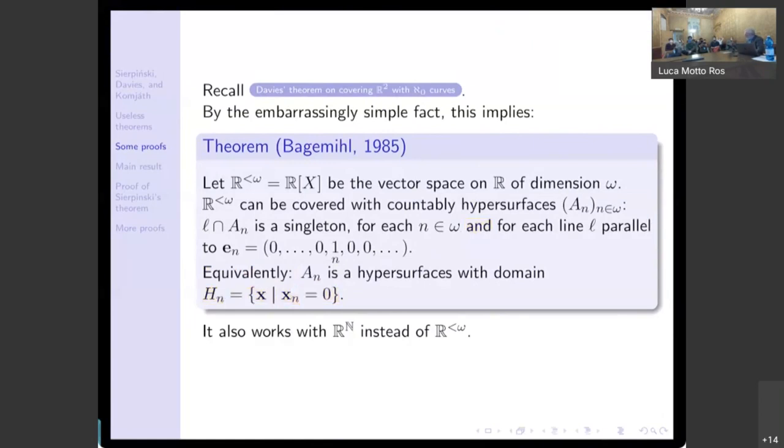Now, the same argument with some small changes works also for R^omega instead of R^{<omega}. Why do I care about R^omega? Well, because when you want to talk about Sigma^1_2 or whatever, you want a Polish space, and R^{<omega} is not a Polish space. It's much better to work with this one from the descriptive set theoretic point of view. And Bagemihl's proof actually says what you have to do: you have to take Davies' proof and modify it as follows. But he doesn't realize that actually that's something.